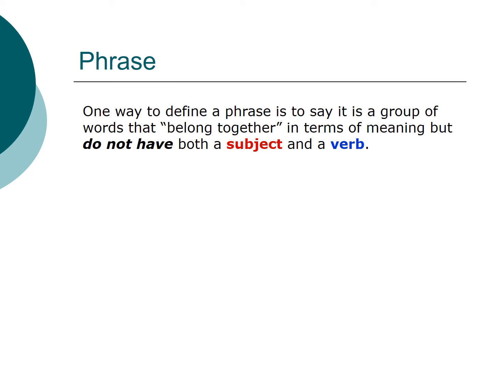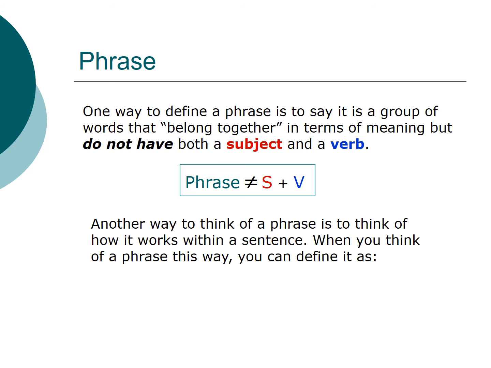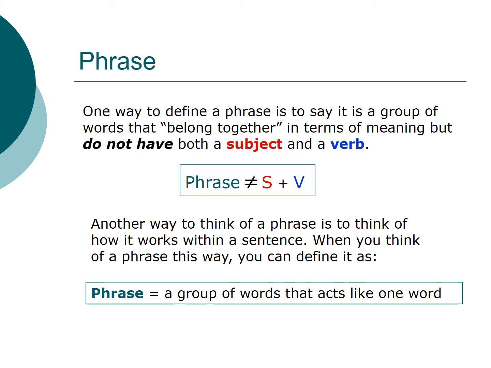One way to define a phrase is to say it is a group of words that belong together in terms of meaning, but do not have both a subject and verb. So another way to think of a phrase is to think of how it works within a sentence. When you think of a phrase this way, you can define it as a group of words that act like one word, but it can't stand by itself.